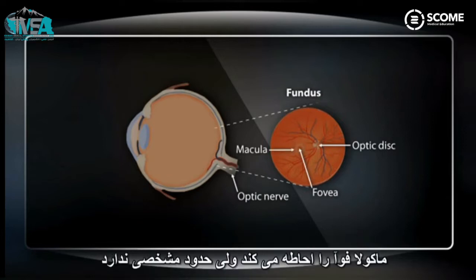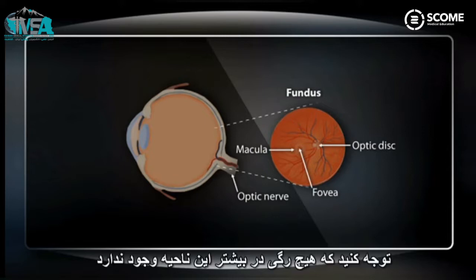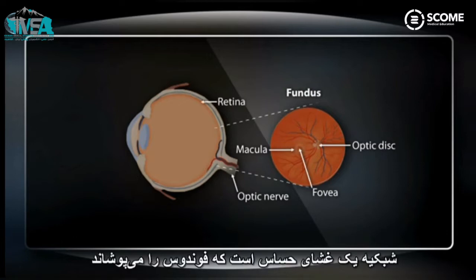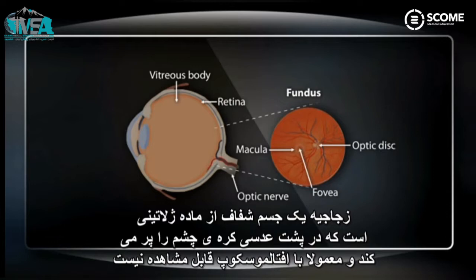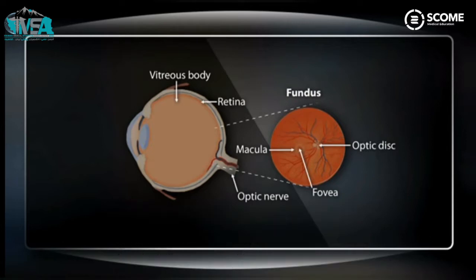The macula surrounds the fovea but has no discernible margins. Note the absence of retinal vessels in much of this area. The retina is the light-sensitive membrane that covers the fundus. A transparent mass of gelatinous material, called the vitreous body, fills the eyeball and is not usually visible through the ophthalmoscope. This helps maintain the shape of the eye.